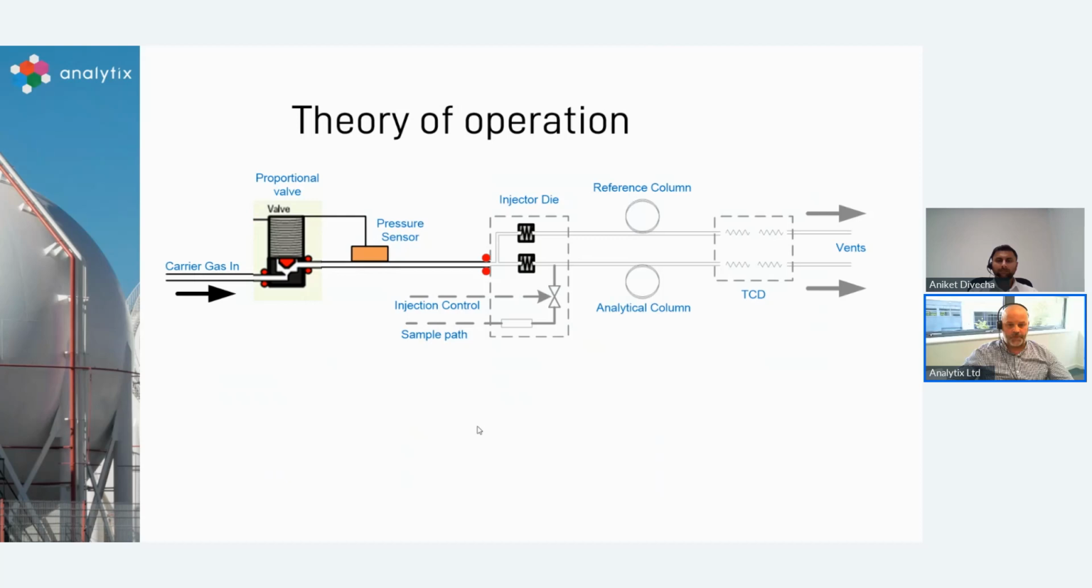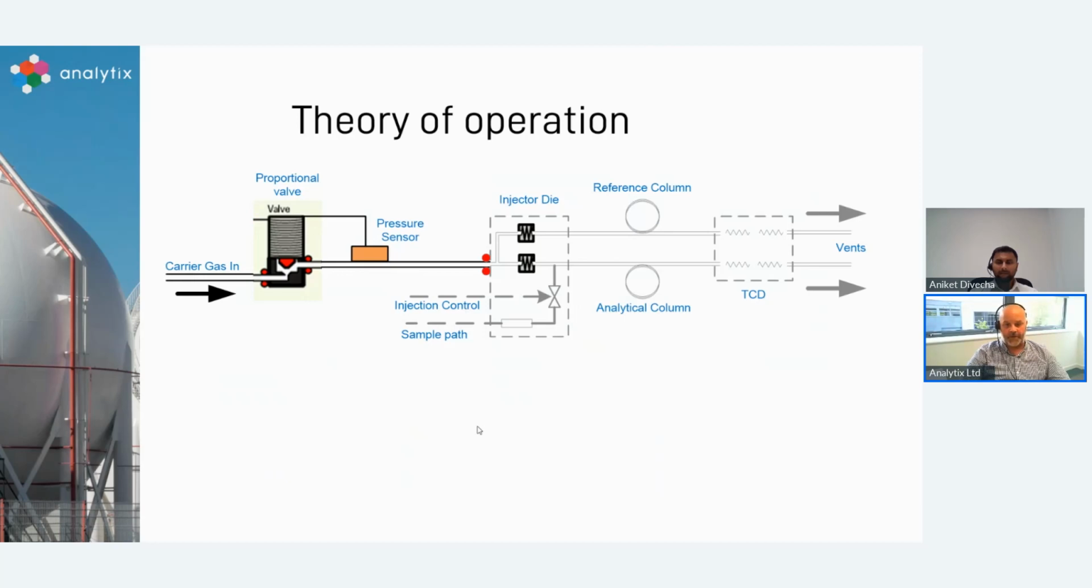So in terms of the theory of operation, as I mentioned, the carrier gas will come into the electronic gas control module. So that's going to bring the carrier gas in. It's going to set the pressure that we need it to and the flow that we need it to.